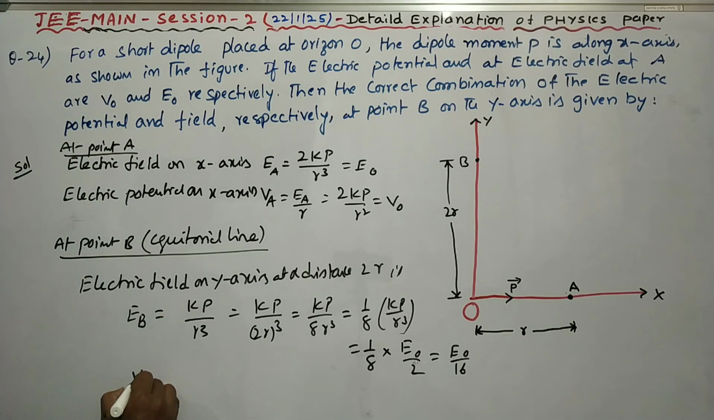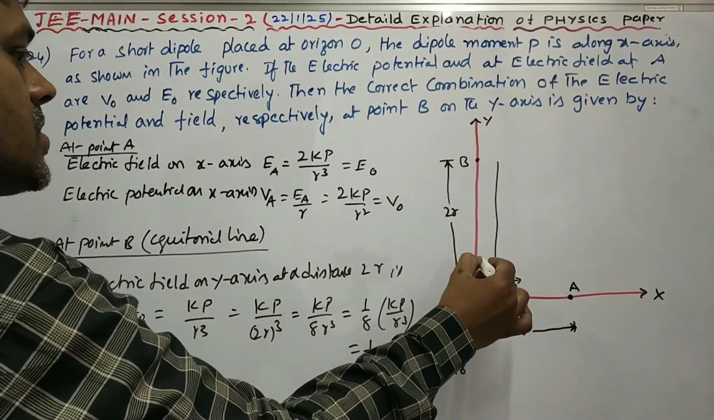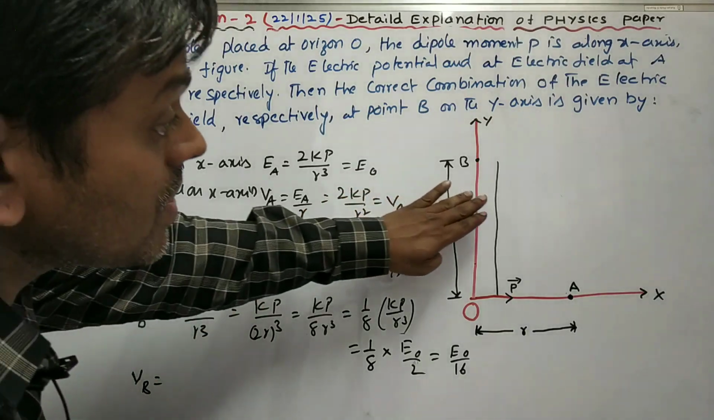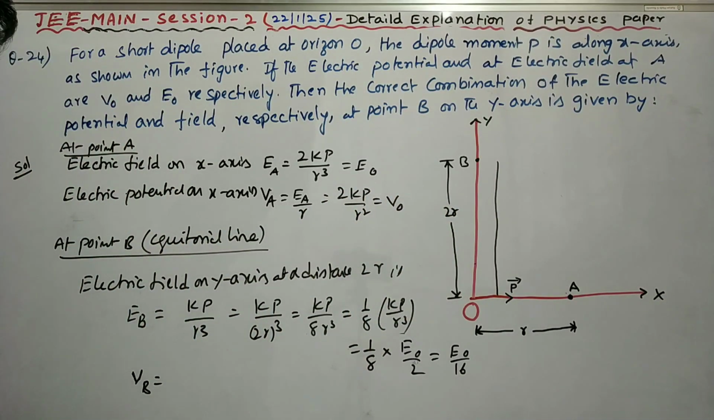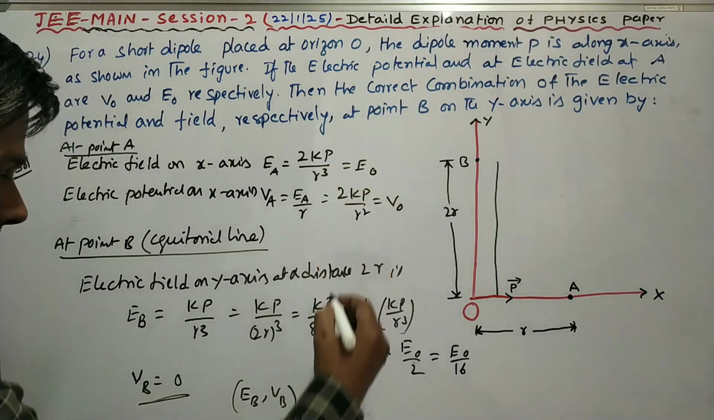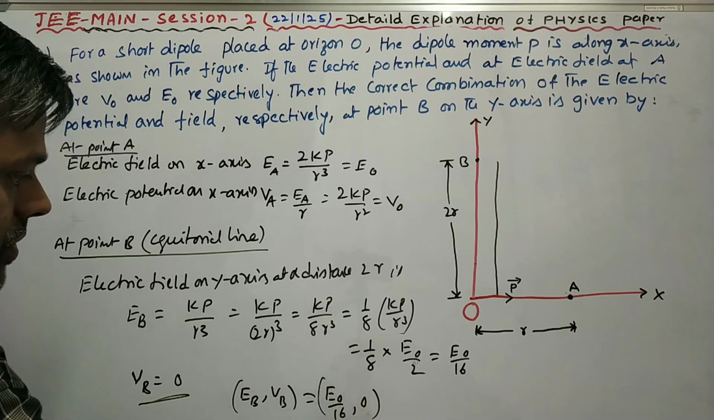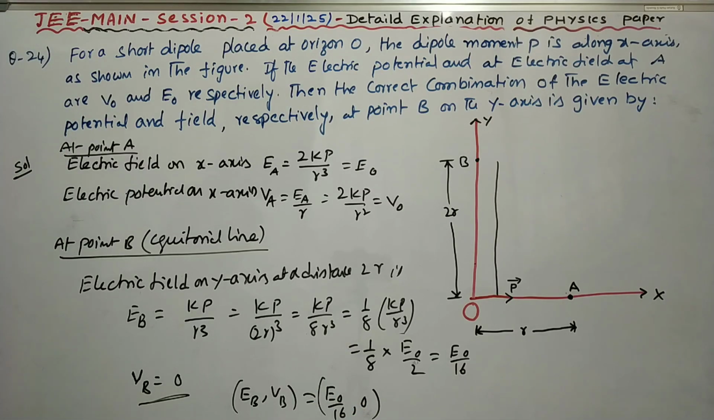Next, potential at point B. While going along the y-axis, potential remains the same, so it is an equipotential surface. So VB is equal to 0. The correct combination, electric field at point B comma potential at point B on the equatorial line, is E naught by 16, comma 0. This is the answer for this question.